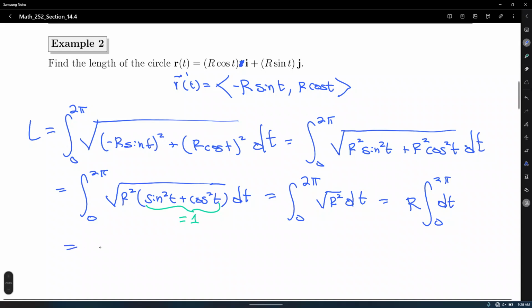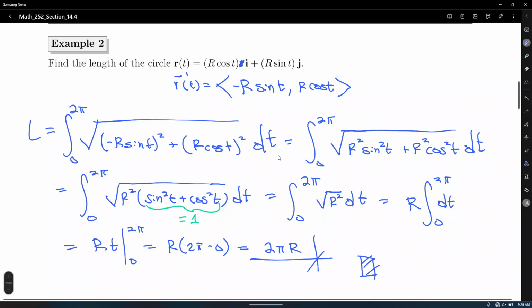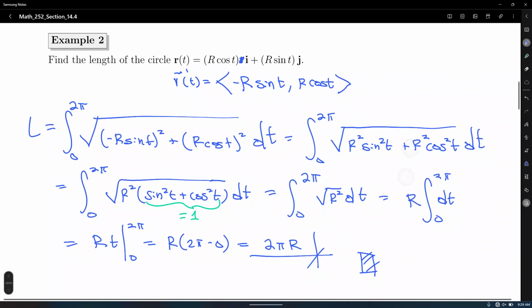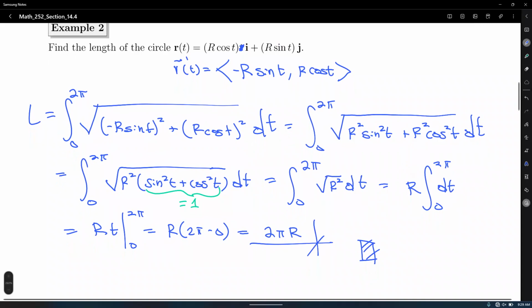And then that's going to be equal to r t from 0 to 2 pi. That is r times 2 pi minus 0, which is 2 pi r. That is the formula you know for the circumference, isn't it? Yep. We're just taking a different approach. This time we're using the arc length formula right here and a parameterization of a circle to get a different result, okay?